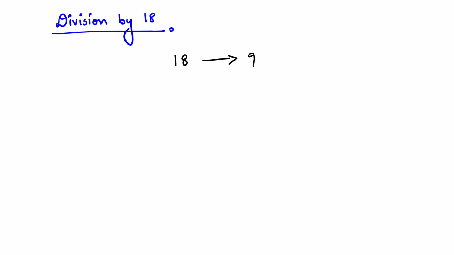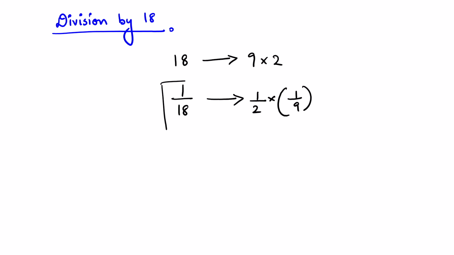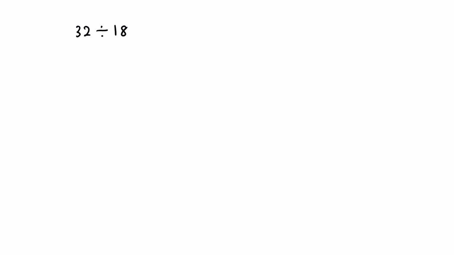So here 18 is twice 9, right? So what is 1 by 18? 1 by 18 is half of 1 by 9. So this is the relation that you have to keep in mind. So for dividing by 18, what you do is, first you divide using 9 and then you take half of the result. Okay, for example, suppose you have to divide 32 by 18.